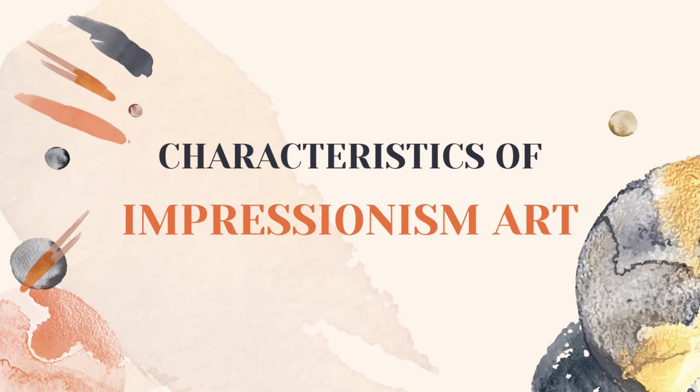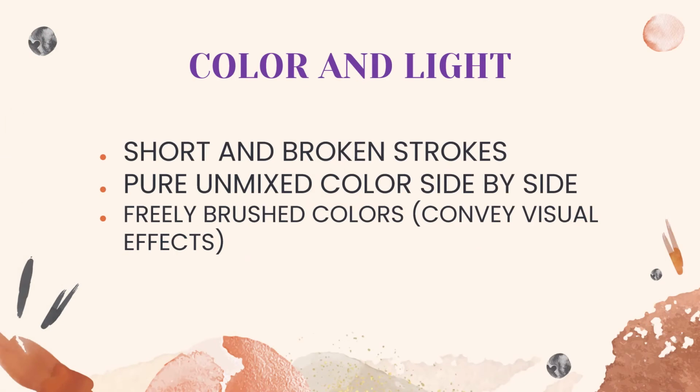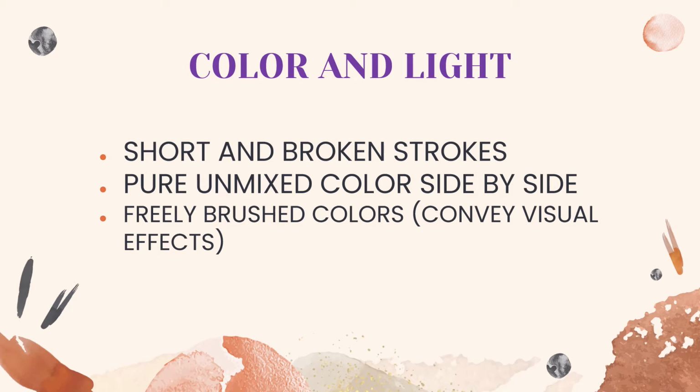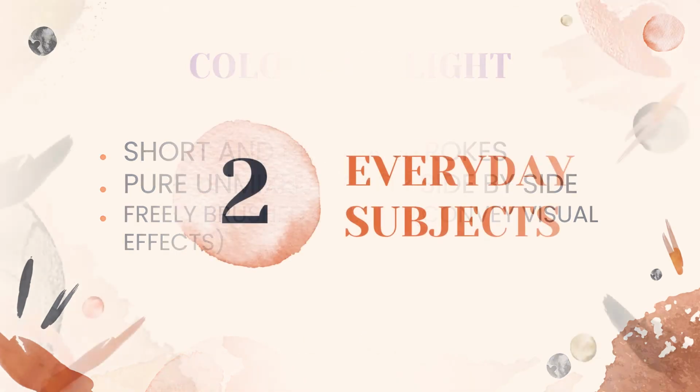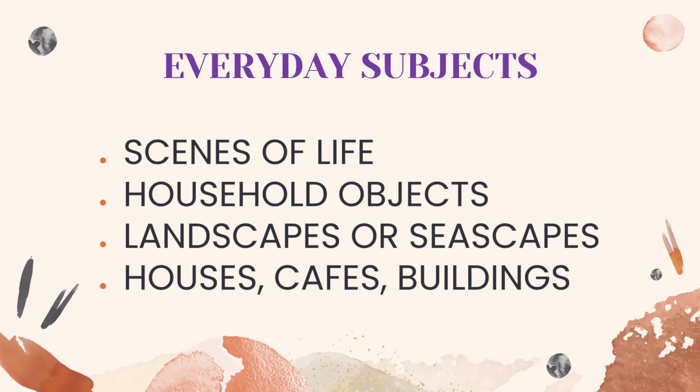What are the characteristics of Impressionism art? First, we have color and light. In Impressionism art, the color and light are short and broken strokes, pure unmixed color side by side, and freely brushed colors convey visual effects. Next, we have everyday subjects. Everyday subjects like scenes of life, household objects, landscapes or seascapes, houses, cafes, and buildings.